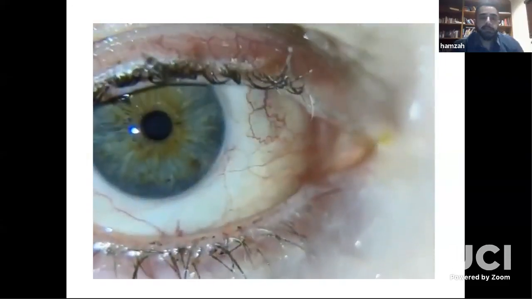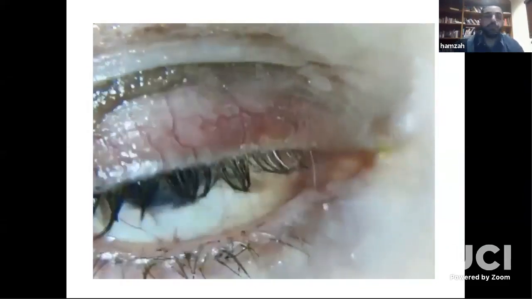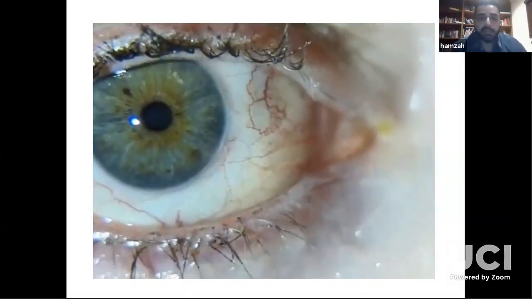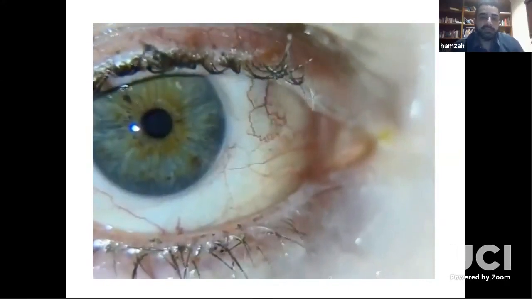So here you can see what the blink dynamic does. And so the blink is responsible for spreading the tear film across the eyeball. And so any disruption of this with your surgery, which leads to orbicularis paralysis even momentarily, can cause these symptoms.